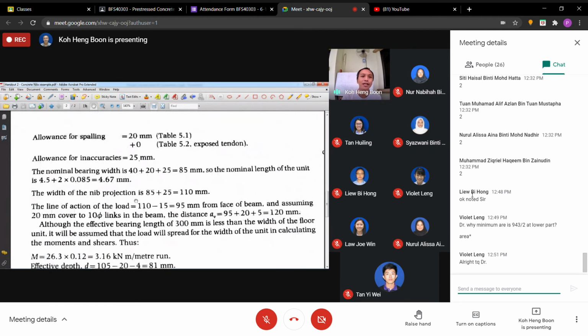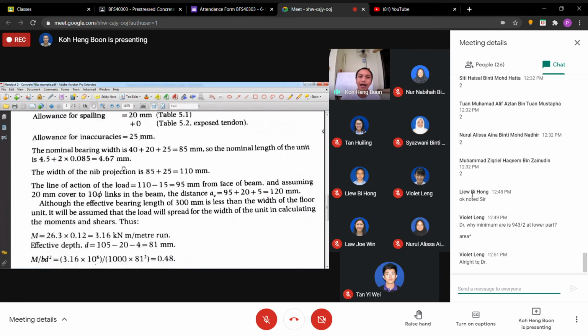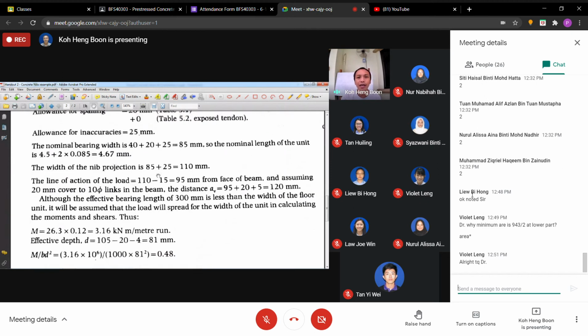So actually, we want to get the bearing. This one is all the bearing. The nominal bearing will be this plus the 20 plus 25 and everything. So this one, you can go and look at it. I am just concerned with the reinforcement here. These are more about the bearing here. But from here, you get the width.